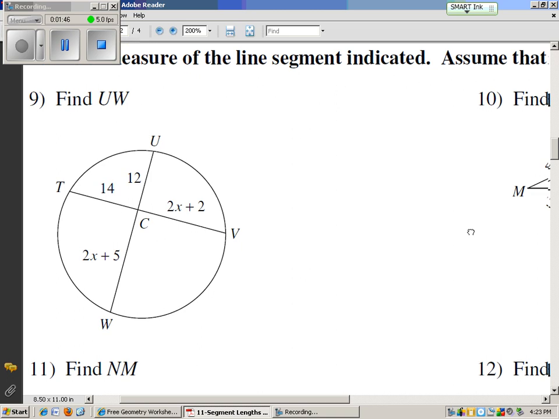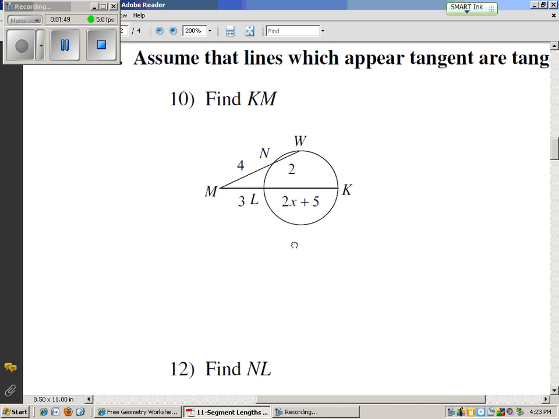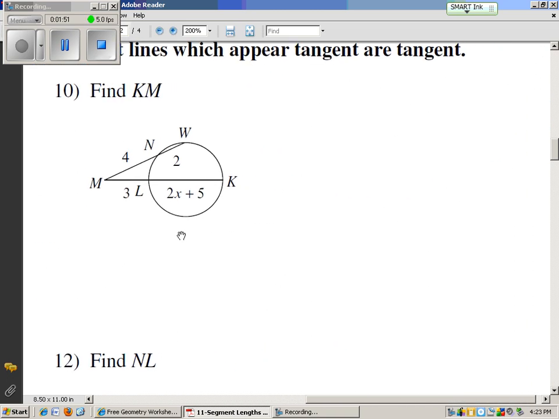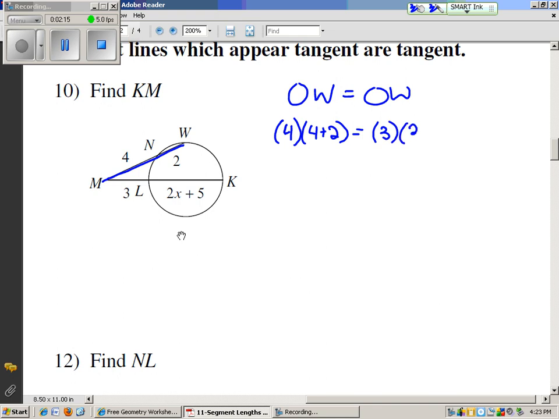And I'm going to clear that. So let's do the same thing with another of the secant sets. On the secant sets, we're going to use that whole times outside equals whole times outside. So looking at the top, the first one, the outside is 4. The whole is going to be 4 plus 2. On the second one, the outside is 3, and the whole is going to be 3 plus 2x plus 5. You've got to add all those together.